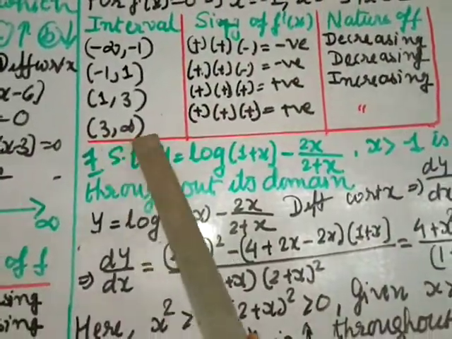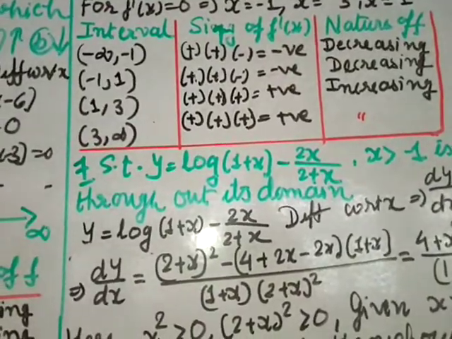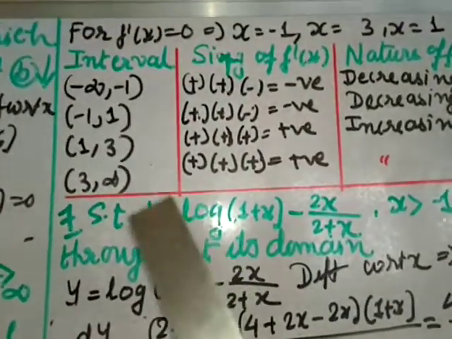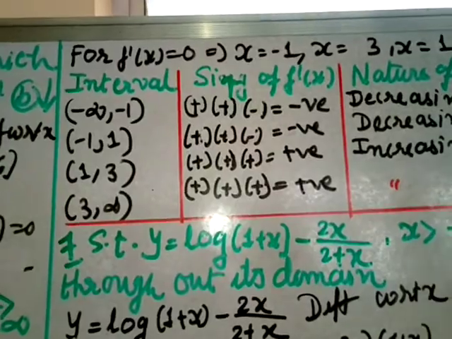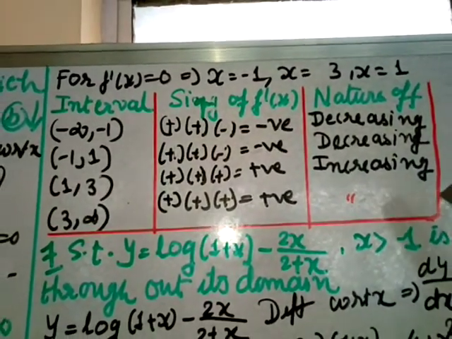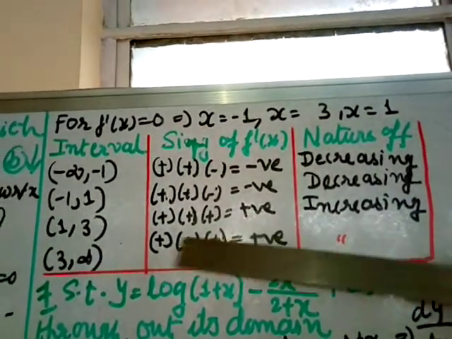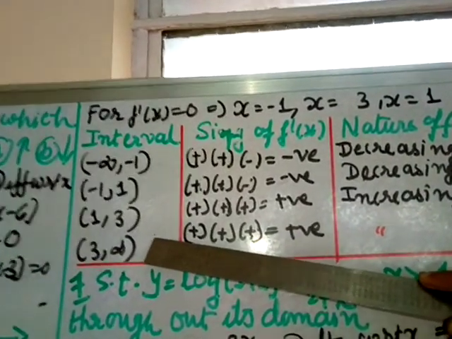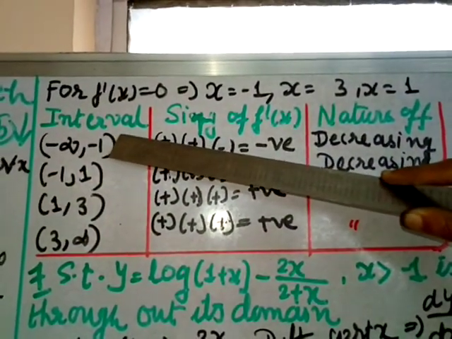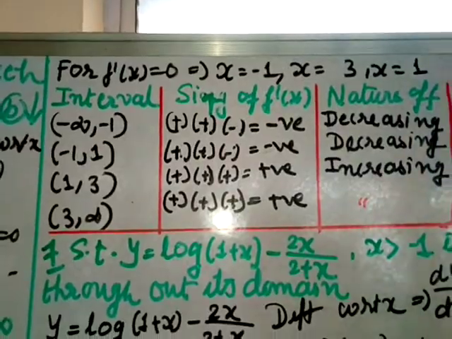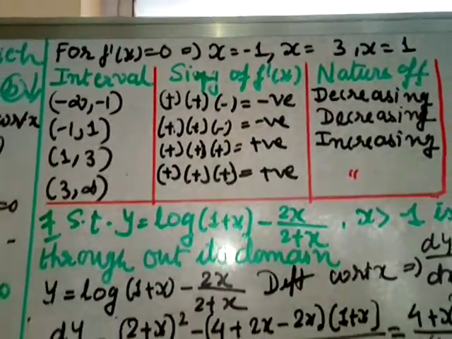Then for 3 to infinity, you take any value more than 3, 4, 5, whatever, all 3 will come positive, so it is increasing function. So the function is increasing in 1 to 3 and 3 to infinity, and decreasing in minus infinity to -1 and -1 to 1. So in these two intervals it is decreasing, in the other two it is increasing.